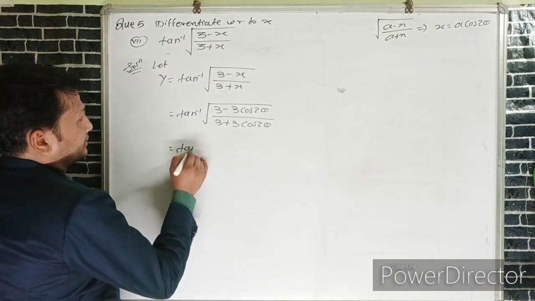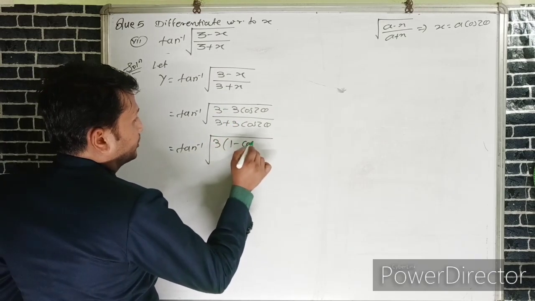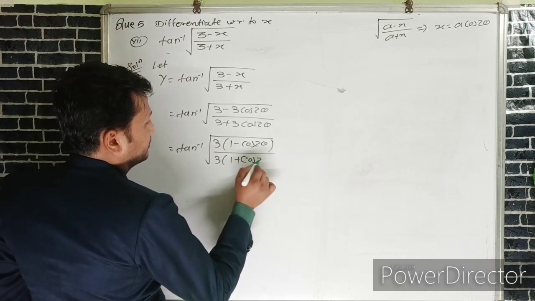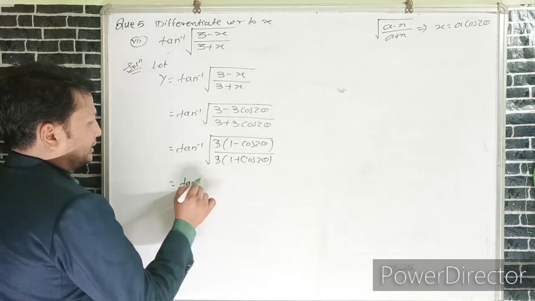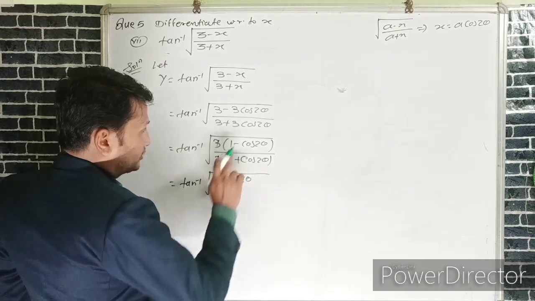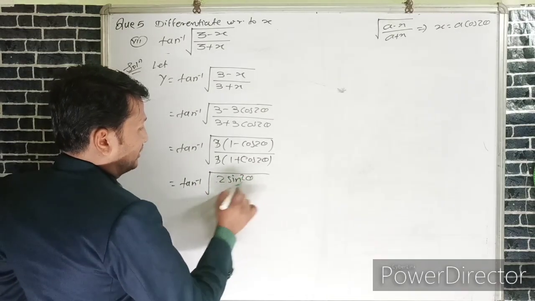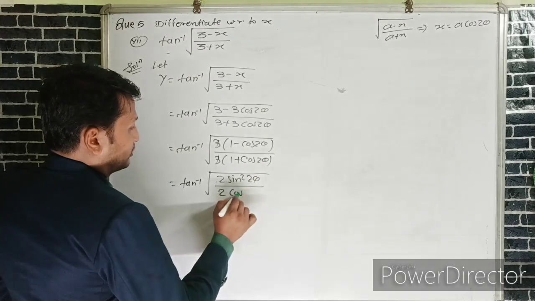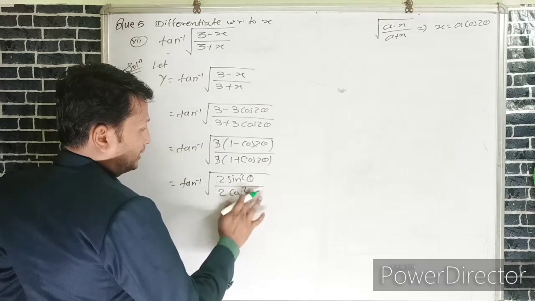If we take 3 common from numerator and denominator, then we can write 3 into (1 minus cos 2 theta) upon 3 into (1 plus cos 2 theta). After that, here 3 is cancelled. We can write tan inverse of under root of (1 minus cos 2 theta) upon (1 plus cos 2 theta). Here 1 minus cos 2 theta is 2 sin square theta, and 1 plus cos 2 theta is 2 cos square theta.